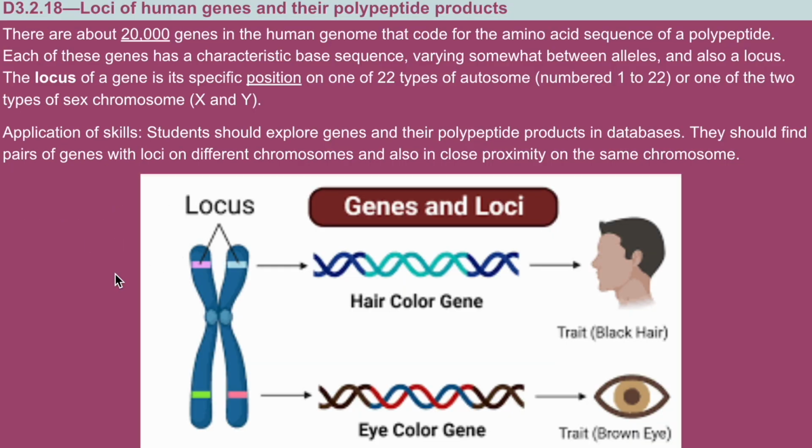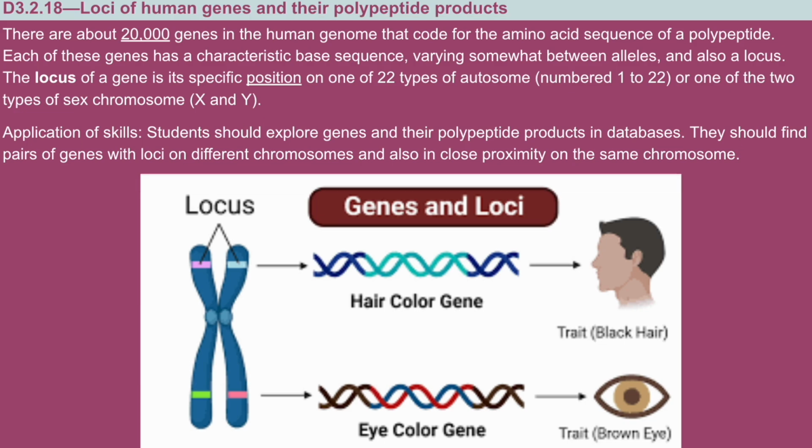There are about 20,000 genes in the human genome. Each of those genes has a characteristic sequence, and it also has a specific location called the locus. It's either going to be on one of the 22 types of autosome, numbered 1 through 22 in decreasing size, where 1 is the longest chromosome and 22 is the shortest, or on the 23rd pair, which is the sex chromosomes, X or Y.